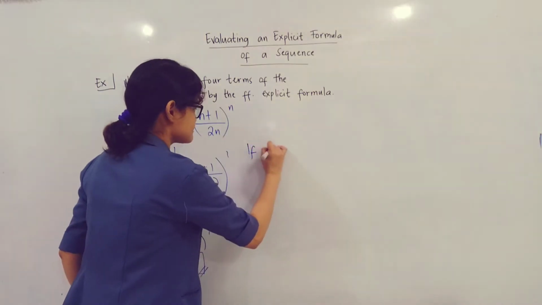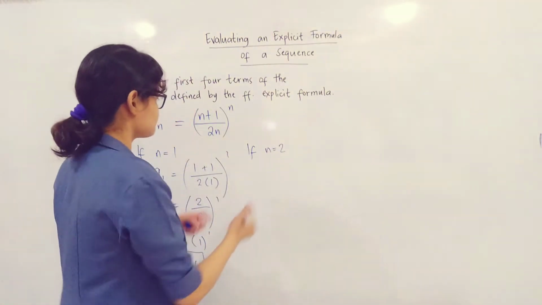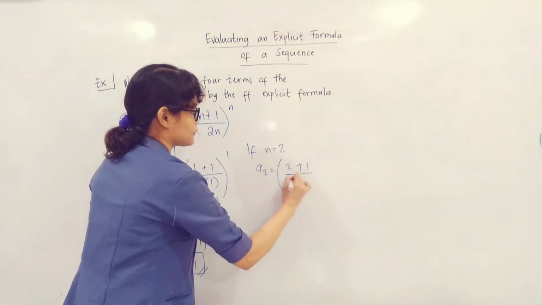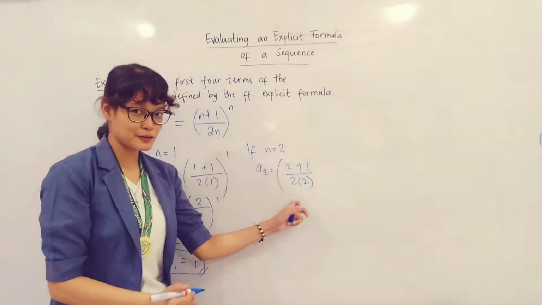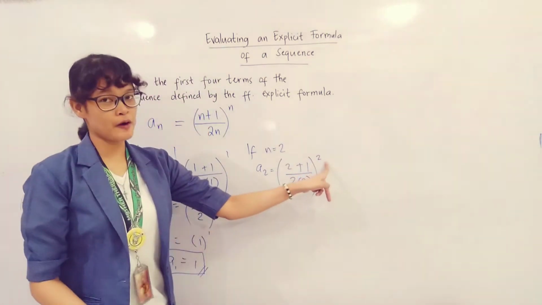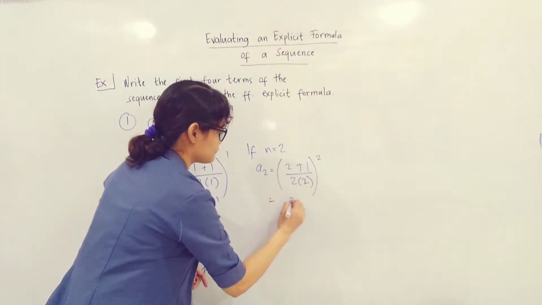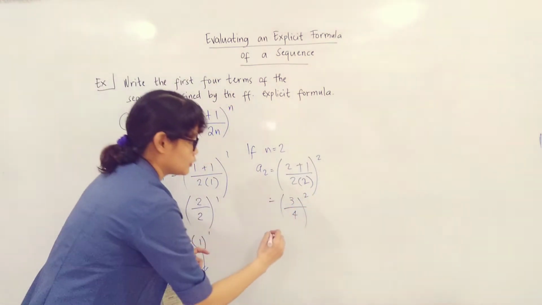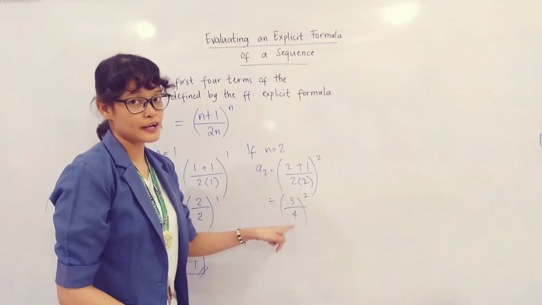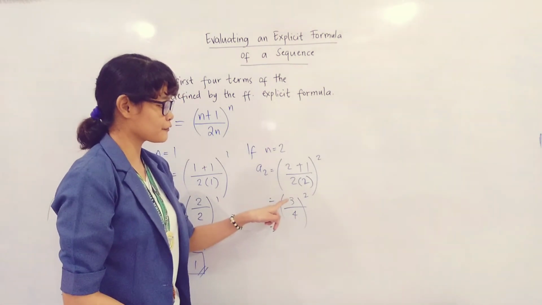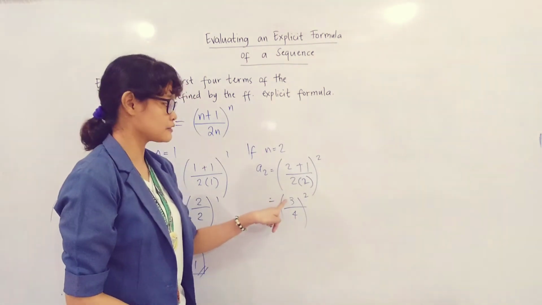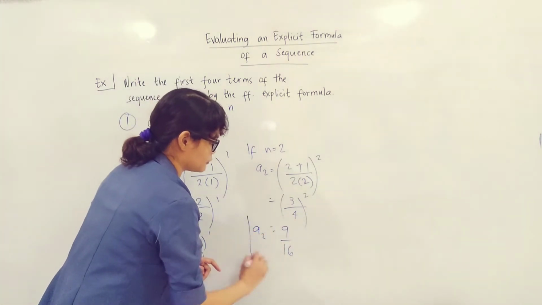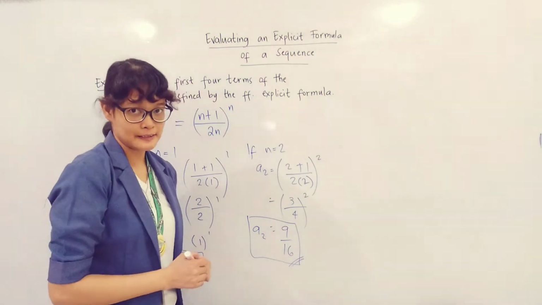So if n is equal to 2, substitute, so you have a sub 2 is equal to 2 plus 1 over 2 times 2, raised to the power of 2. So 2 plus 1, you have 3 over 2 times 2, so you have 4, raised to 2. So when you have an exponent and you have a fraction base, you have to square both the numerator and the denominator. So 3 times 3 will give you 9, and 4 times 4 is equal to 16. So therefore, our a sub 2 is 9 over 16.